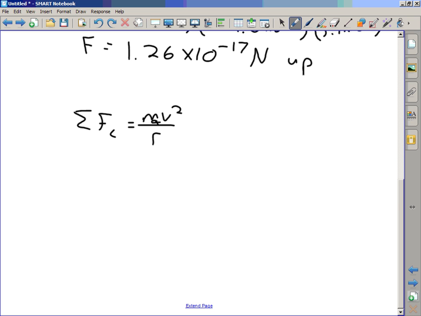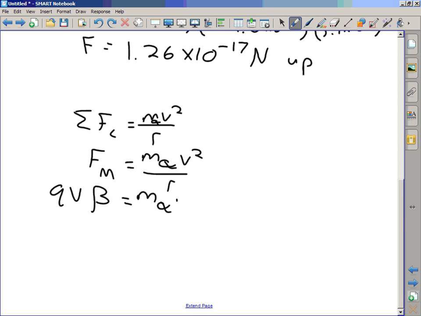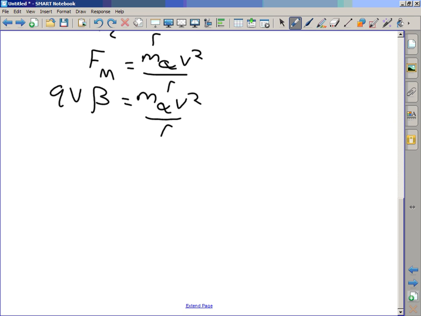What force is supplying the centripetal force? What force is pointing inwards? This magnetic force, right? I'll call it Fm for magnetic. M alpha v squared over r. We have an equation for that, right? This is QVB equals M alpha v squared over r. Are we tracking with me so far? Now, thankfully, we already calculated the left-hand side.